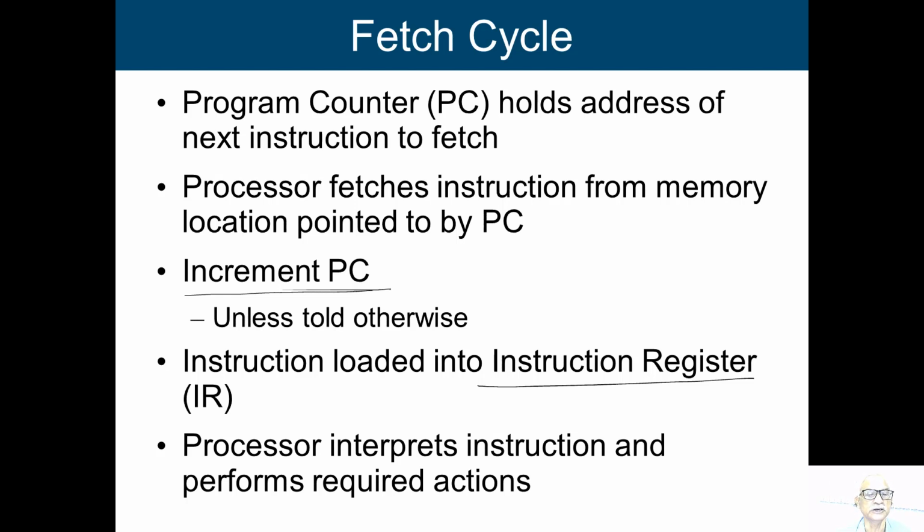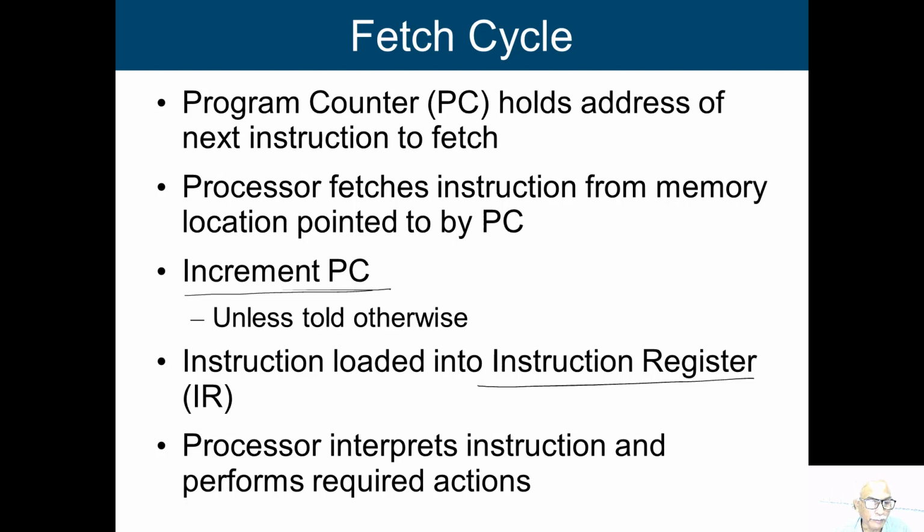Why will we increment the program counter? To update the address so that next time I am going to fetch the instruction from the next memory location. Once we bring it inside the processor, the instruction is loaded into the instruction register. When it comes to the instruction register, the processor is going to interpret that instruction and perform the required action. The instruction register will be connected to the control unit, and the first part of the control unit may be an instruction decoder.